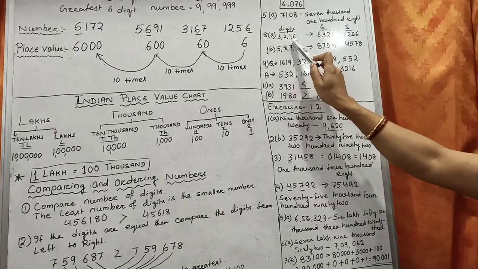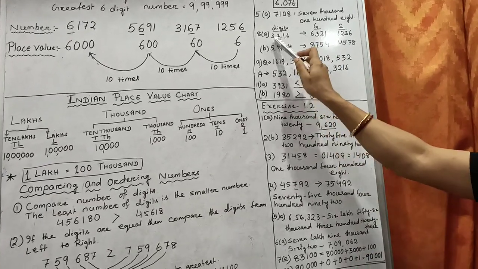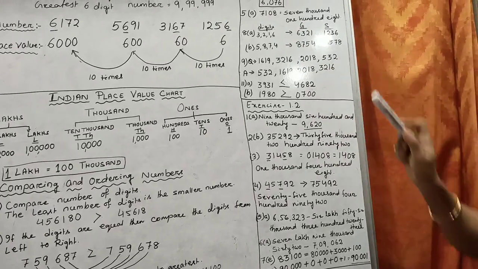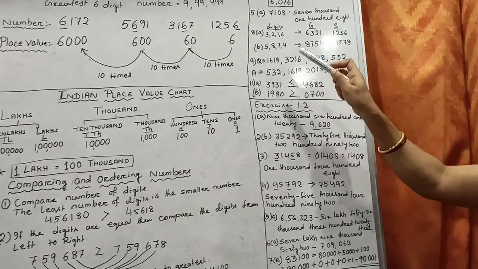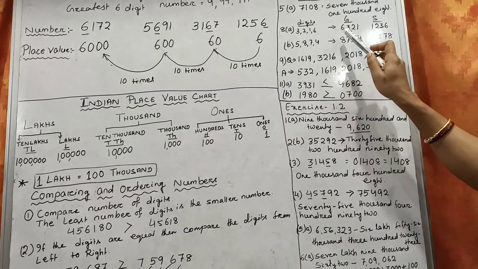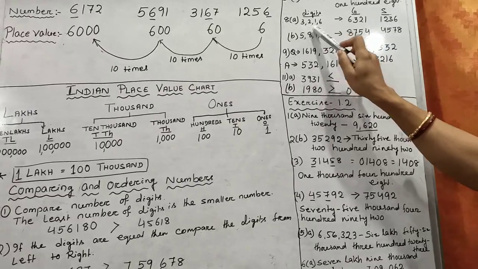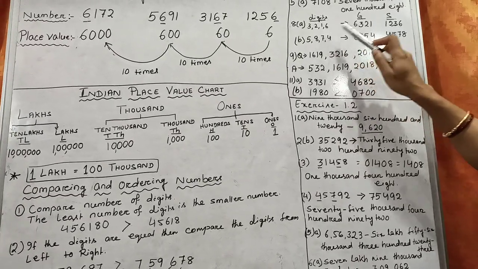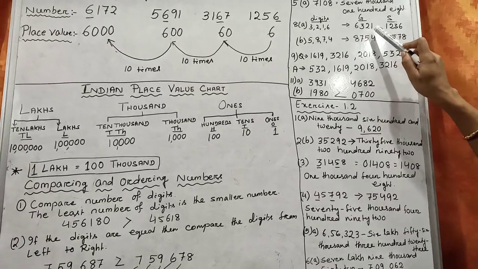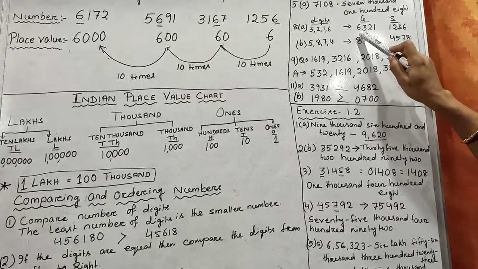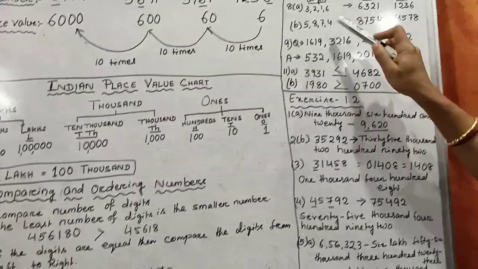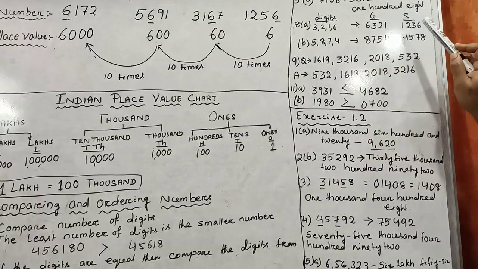Then question number 8. Here 4 digits are given. 3, 2, 1, 6. Using these 4 digits you have to write greatest number and smallest number. How to write greatest number? Greatest number you write all the digits in decreasing order. So out of these 4 digits, 6 is the greatest digit. First you write 6, then 3, then 2, then 1. So the greatest number is 6321.